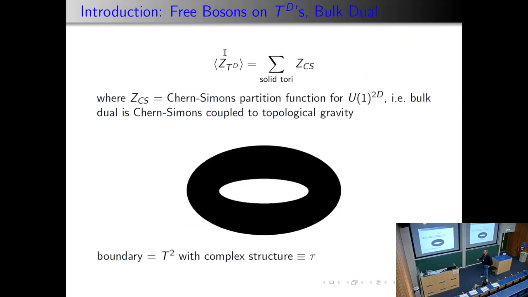These people also proposed a dual for that, which is not quite gravity. It contains a little bit of gravity in this topological gravity, but mainly it's just Abelian Chern-Simons theory. These U(1)s are dual to the chiral and anti-chiral currents on the conformal field theory side. Then you take the Chern-Simons partition function, compute it on a solid torus, and sum over all solid tori, under the constraint that the boundary two-dimensional torus should have complex structure tau, the complex structure of the worldsheet torus.